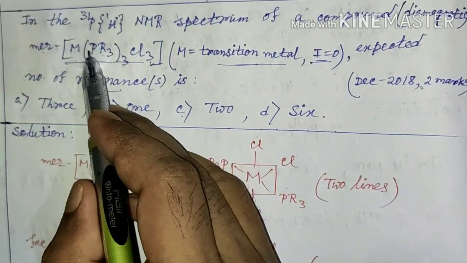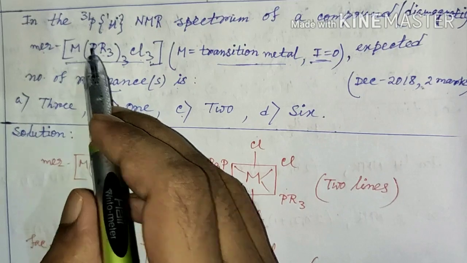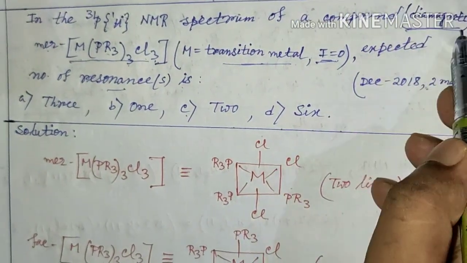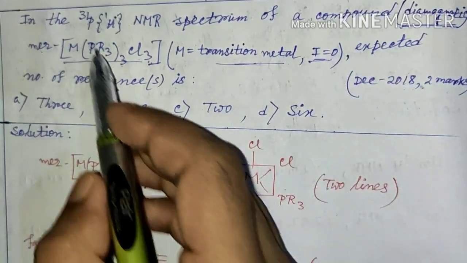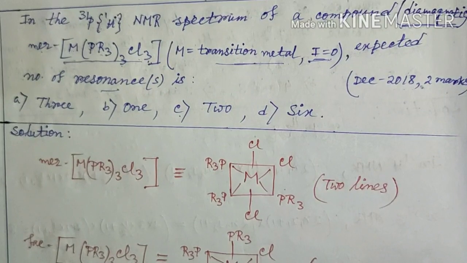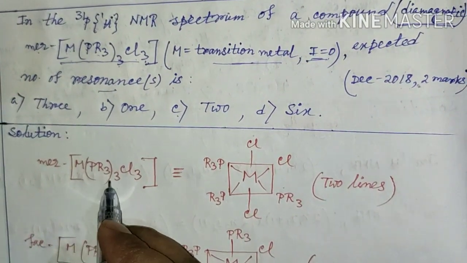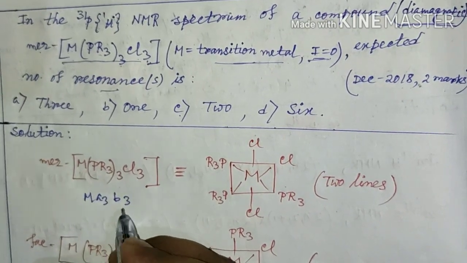That means this phosphorus nucleus will not be split by the metal center, since for the metal center I is equal to 0 and the complex is diamagnetic, so it does not have any effect on the 31P NMR spectrum. Now the structure of the meridional MPr3 Cl3 complex: it is an Ma3B3 type complex.